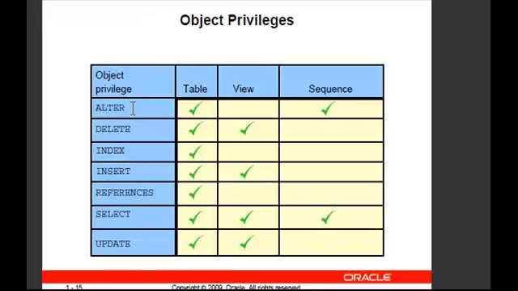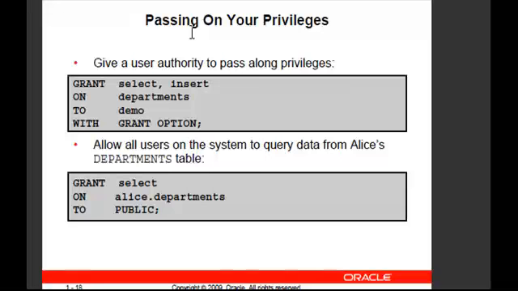Here is a table object privilege. You can alter a table. View does not have alter. You can alter a sequence, and you can delete, index, insert, reference, select, and update. As you can see, these are all privileges available to all users. Here is again the privileges that we have, passing only your own privilege.